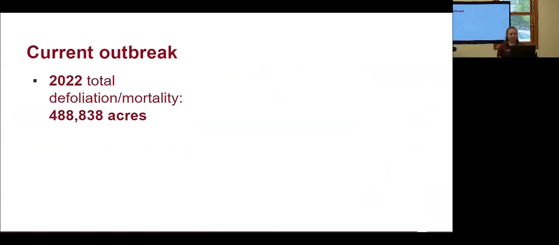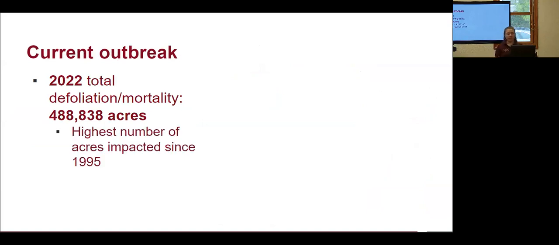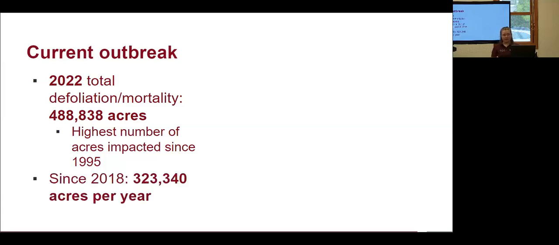I'm going to give you a quick update on where we currently are in the outbreak in Minnesota. Last year in 2022, we had almost 500,000 acres in Minnesota impacted by spruce budworm defoliation or mortality. This is actually the highest number of acres recorded since 1995. And on average, since 2018, about 320,000 acres per year are impacted by spruce budworm.